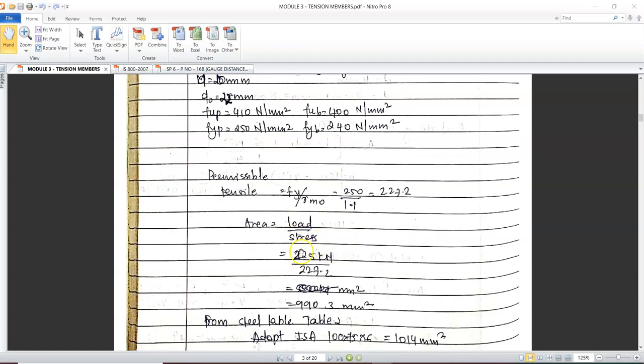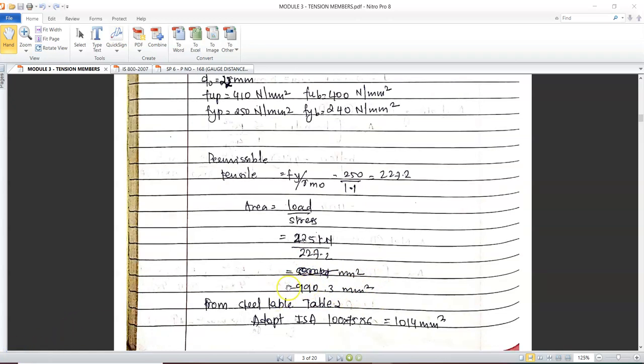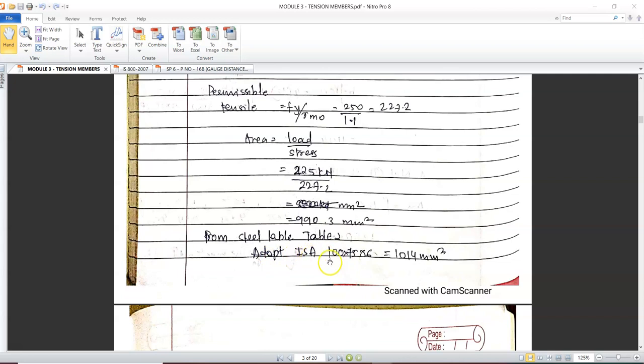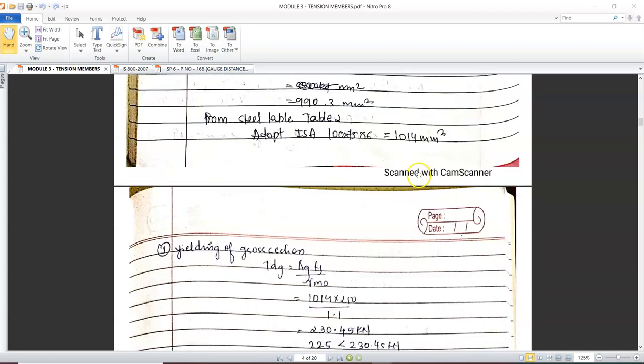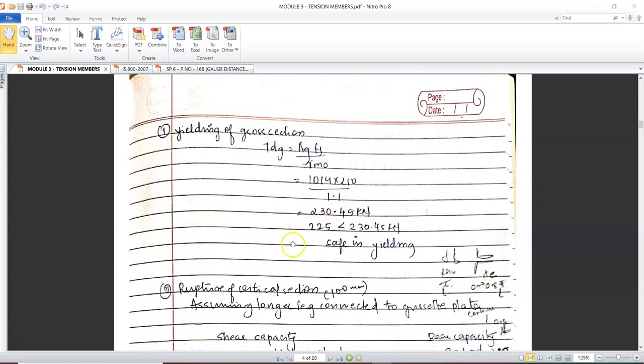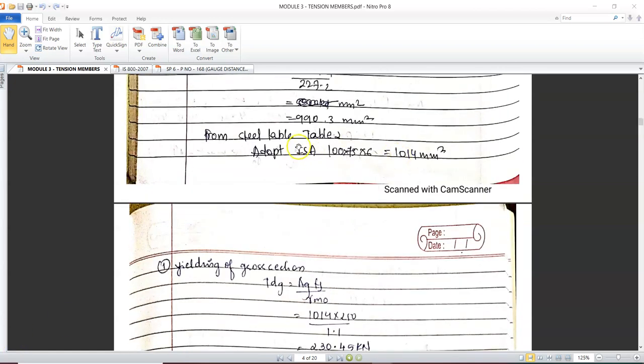Now we know the stress and we know the load. That is load by stress will give us the area of the angle section required. So this area required is taken from the steel table. So we have adopted single angle ISA 100 into 75 into 6 mm, which is having an area of 1014 square mm. Now this angle section has to be checked for yielding of gross section, rupture of critical section, and block shear.